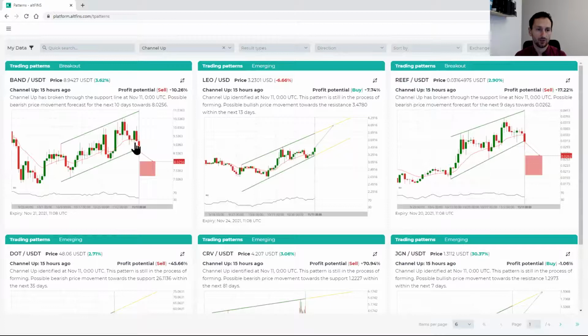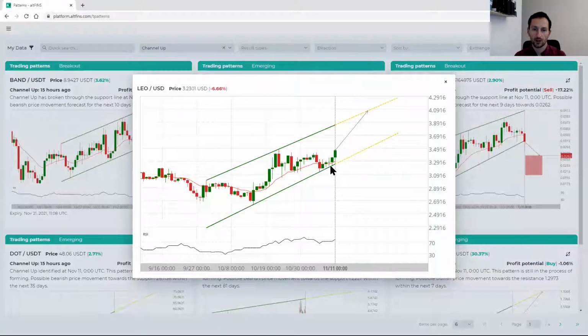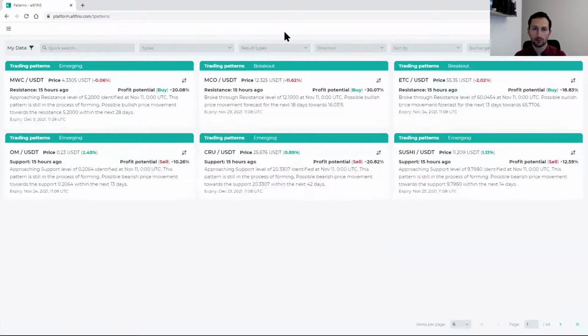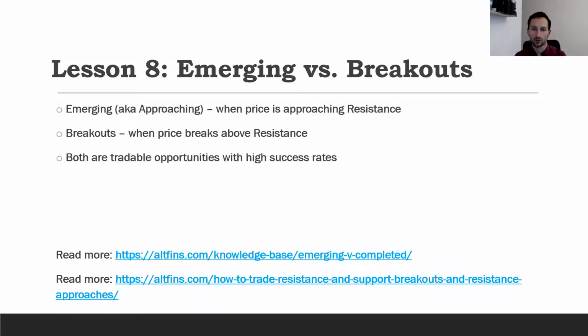Channel up, for example, this is a breakout. It's a breakout to the downside. Price has broken out from the channel up formation. Here, this channel up is still emerging, and it's bounced off of the support trend line and is expected to continue in that direction. So again, both emerging and the breakouts are totally tradable opportunities.